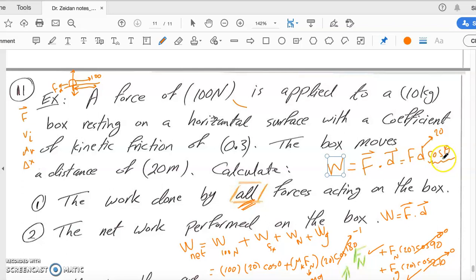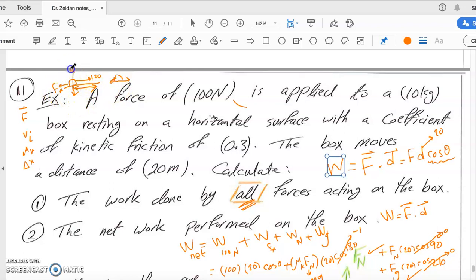So let's see. This is F equal to 100 Newton, and D is anywhere in this direction, right? So what is the angle between the 100 and the D? It is 0. So cosine of 0 is 1. All right, so this is not a 0. What about Fk? What is the angle between the D and the Fk? Always we mention that it is 180. What is cosine of 180? Minus 1. So it's not a 0. So work will be produced due to friction.